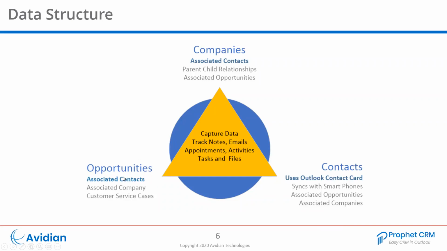And finally, the opportunity records, again, can be called whatever you want, but they will have contacts associated with them. Sometimes a company, if you're a B2B business, customer service cases, IT trouble tickets, or any number of things are available with our Enterprise Edition.